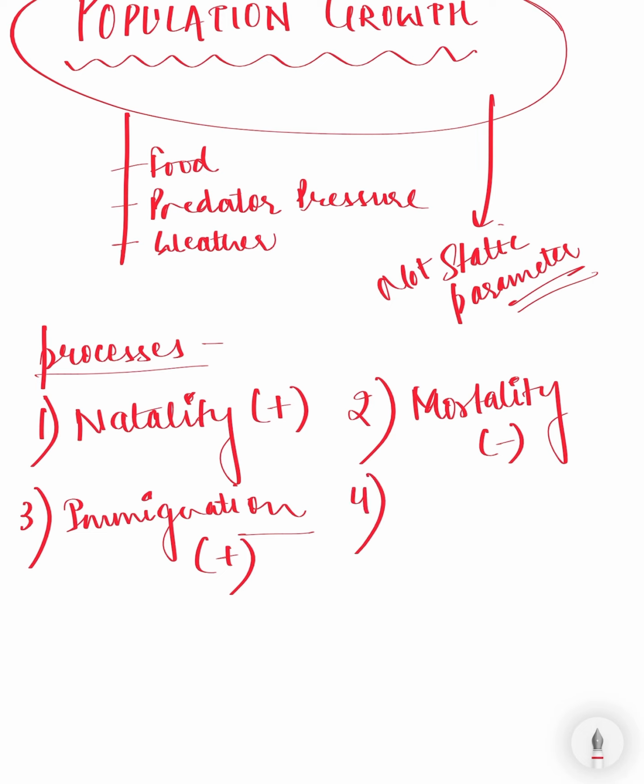Fourth parameter we have is emigration, which is completely opposite of immigration. In this, what happens, the number of individuals that move out to a different habitat in a given period of time, it decreases the population.